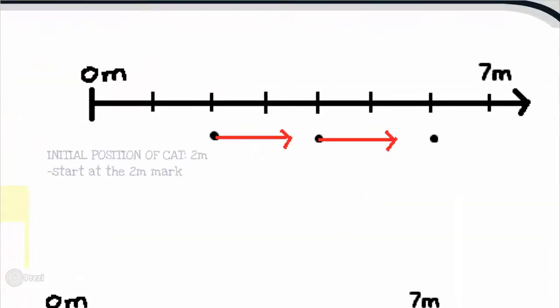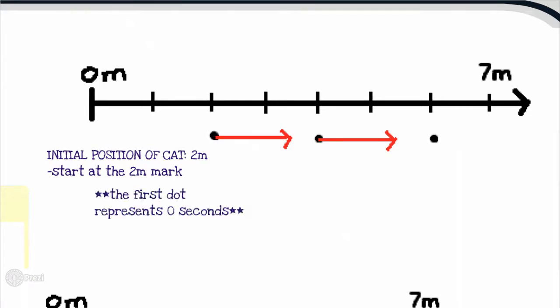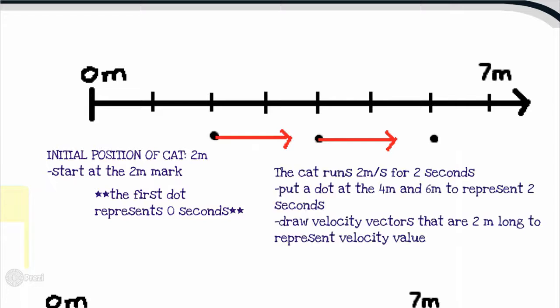So if we start drawing that graph, the initial position of the cat was at 2 meters, so we're going to put a dot at 2 meters. That represents the first second. In the first second, since he was going 2 meters per second, we're going to go for 2 meters on that arrow. And then on the second second, which would be this dot, he goes 2 more meters. So the arrows here would be 2 meters long.